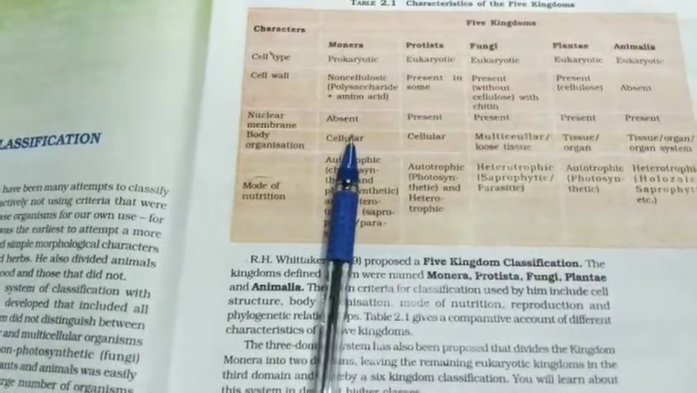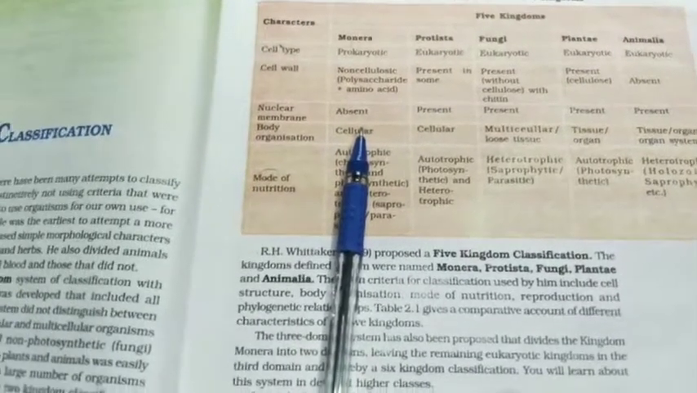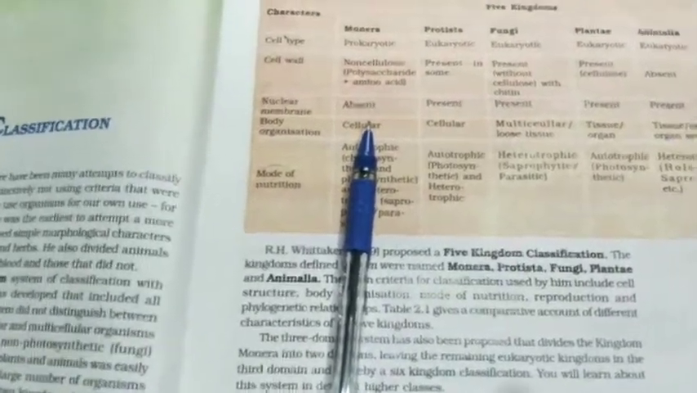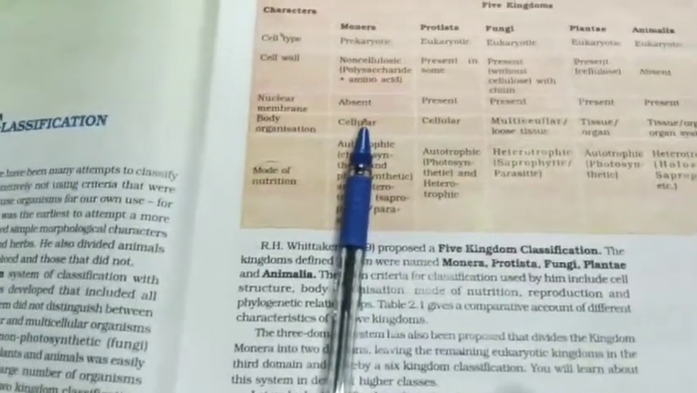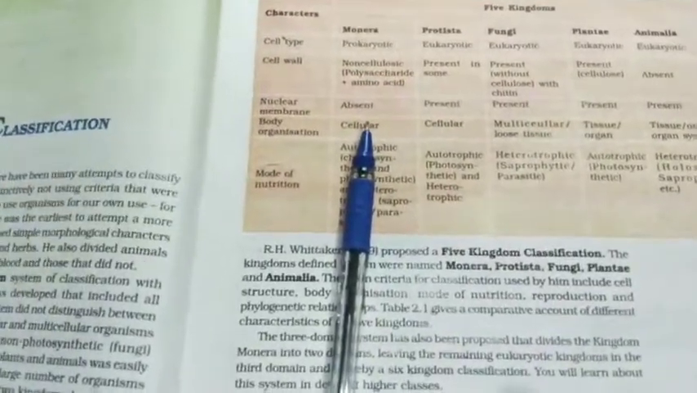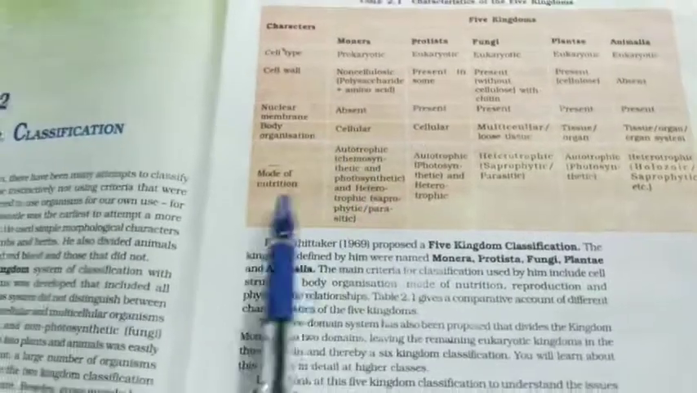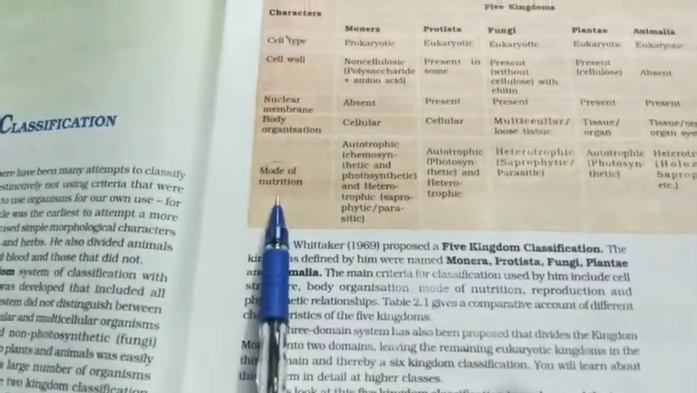In animals, usually the tissue, organ and organ system. The higher animals are having organ systems. Many of the organs together form or do a particular function.